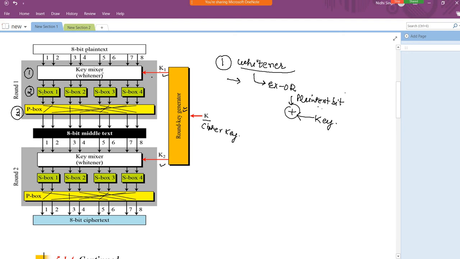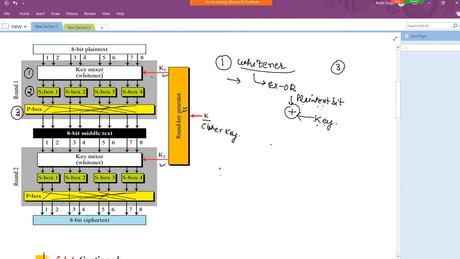Now the second situation can be that my key is large, containing a large number of bits as compared to the plain text bits. In that case, I have to use a compression P box. Now the third case is very simple: when my plain text bits are equal to the bits in the key. That is the ideal condition. So we can directly perform the XOR operation, and this XOR operation is known as the whitener. So basically my plain text values are whitened by the key values.